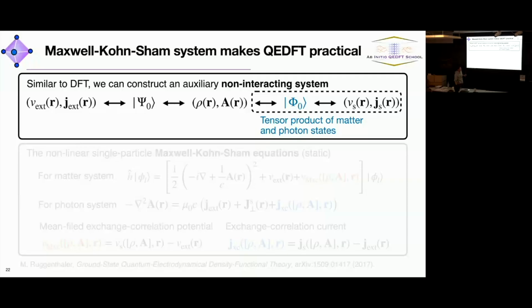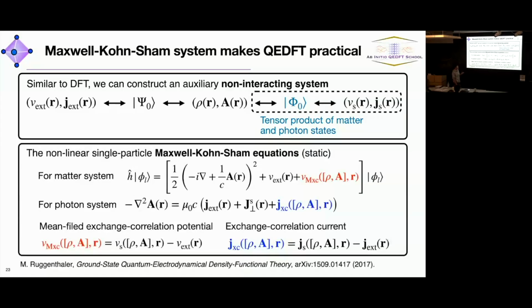Okay, so now what I'm going to do is we have to define the non-interacting system. And for the non-interacting system here, we focus on the static case. As you already saw before, this first Hamiltonian is for the matter system. In this Hamiltonian for the matter system, you can see we have an external potential, plus a so-called mean field exchange correlation potential.